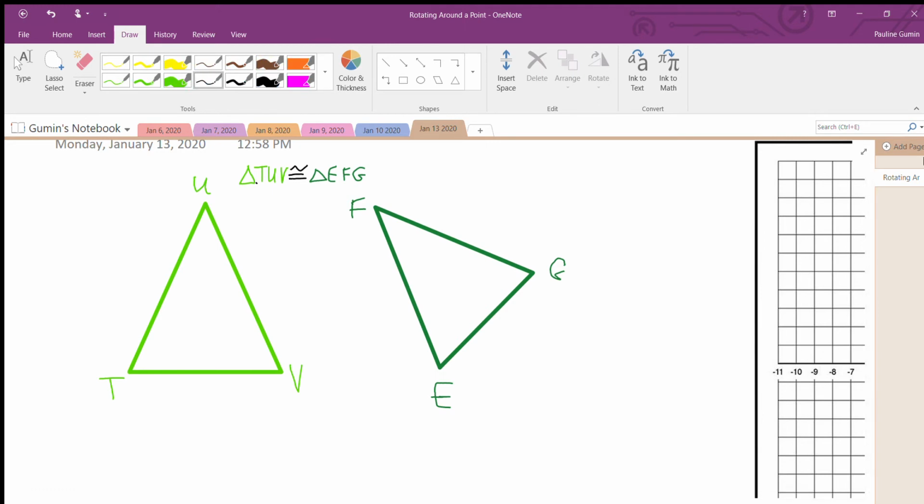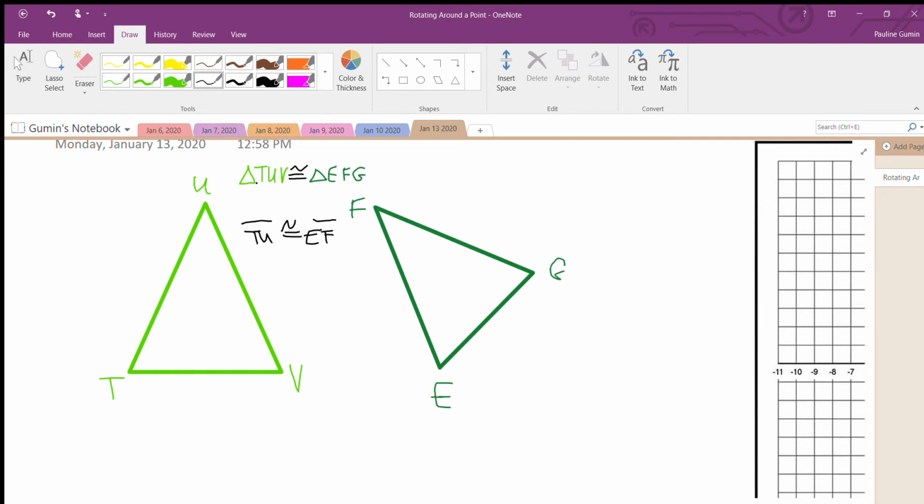Let's see what our three sides are for the light green triangle. We have side TU. Notice in the name of the triangle, those are the first two letters. So in the dark green triangle, that's going to be congruent to EF.